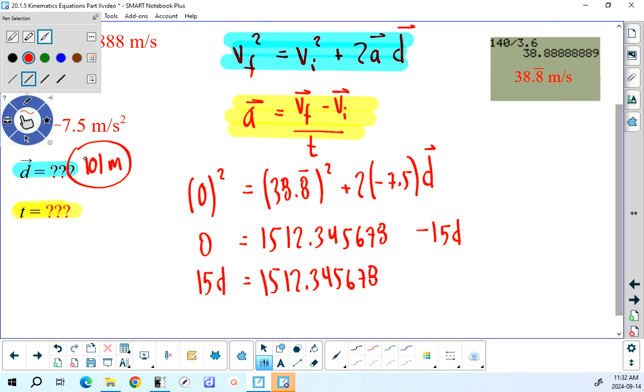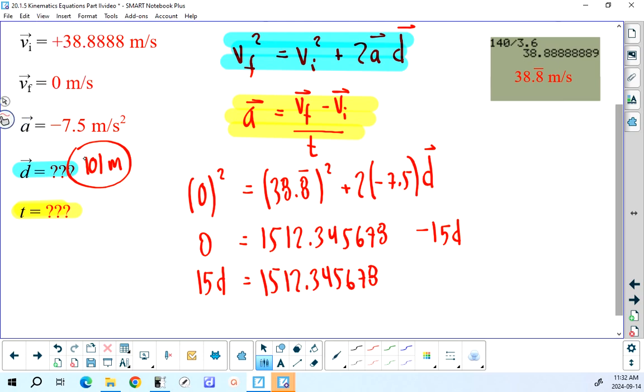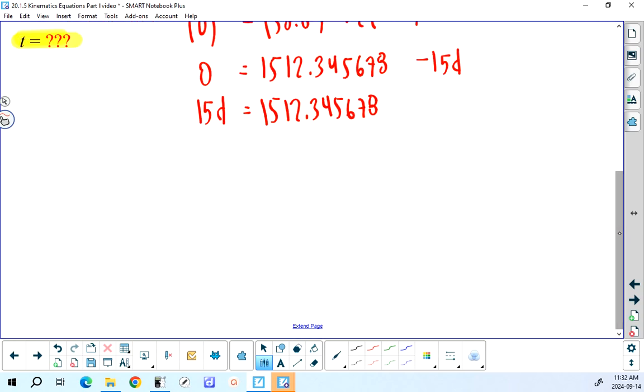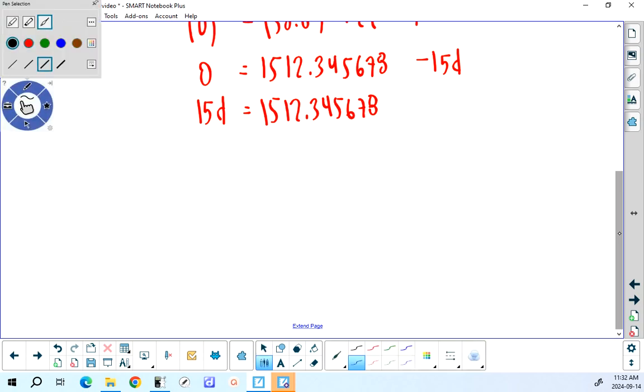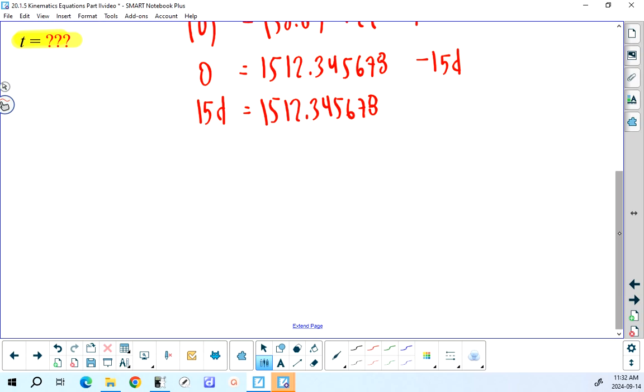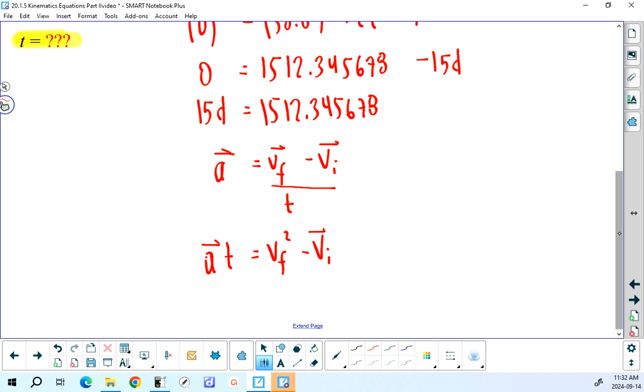What about the time? Well, I said that we would use the formula that I have in yellow, so I'm going to take A equals VF minus VI over T, and we're going to solve for T. In this particular case, what I think I would like to do is take that formula and rearrange it first. I put the numbers in the previous question first. Here what I'm going to do is take A equals VF minus VI over T. I'm going to multiply both sides by T and get acceleration times time equals VF minus VI.